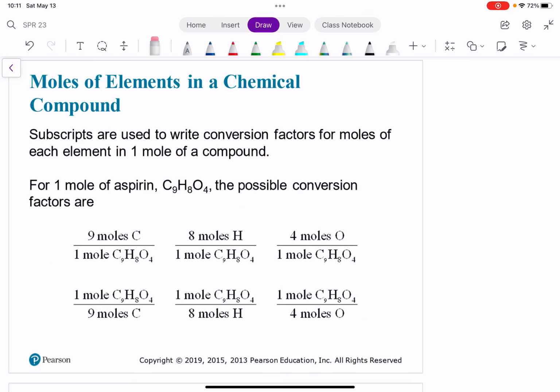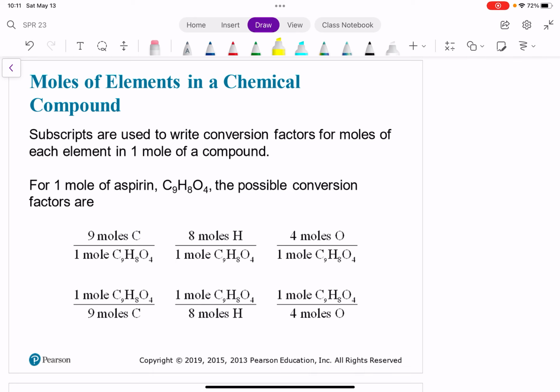Okay, so just like we can write conversion factors to convert between moles of a substance to molecules of a substance or atoms or ions of that substance, we can also use it to write conversion factors for moles of each element within 1 mole of a compound. So what do I mean by that?